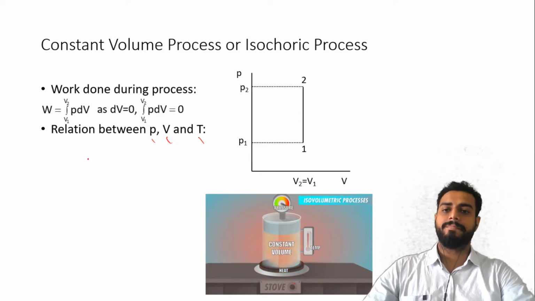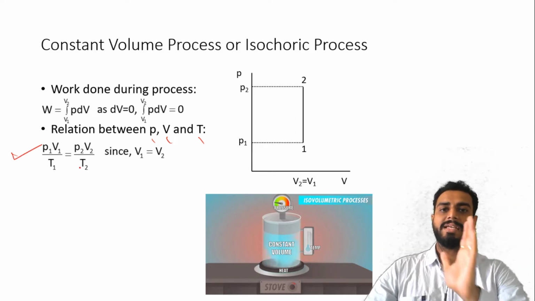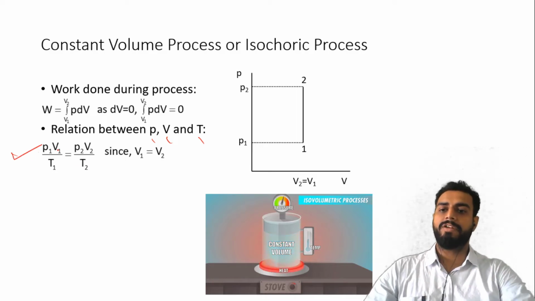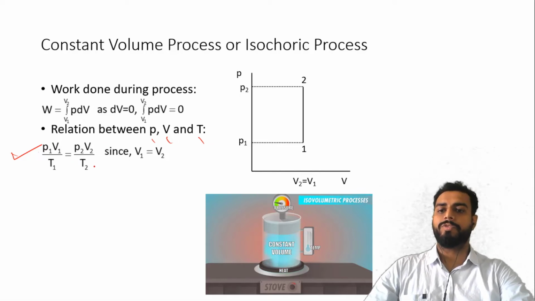So simple. Here you can write that this is the generalized form, that is the combination of Boyle's, Charles and Gay-Lussac law, that is P1 V1 by T1 is equal to P2 V2 by T2. You can write this form for any gas, right? So P1 V1 by T1 is equal to P2 V2 by T2.